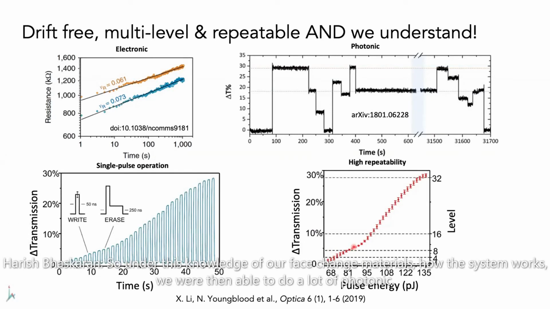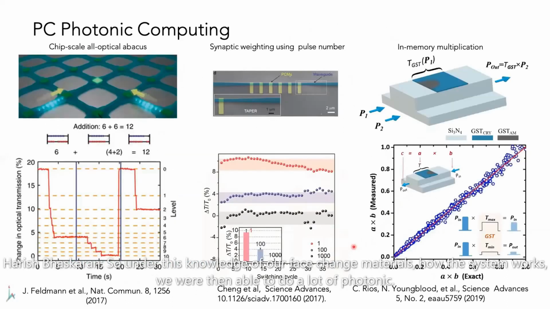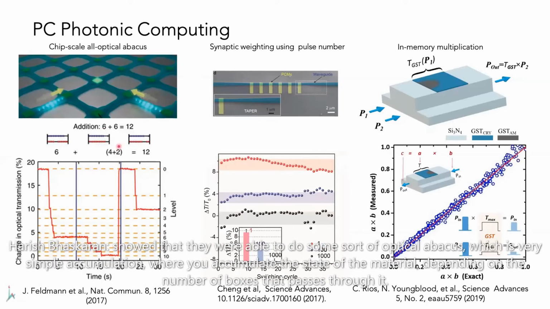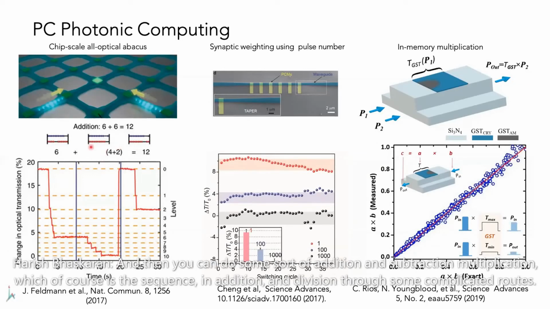So armed with this knowledge of our phase change materials and how the system works, we were then able to do a lot of photonic computing, very basic photonic computing, I must add. In the first case, Wolfram Pernice's group, in collaboration with ours, showed that they were able to do some sort of optical abacus, which is very simple accumulation, where you accumulate the state of the material depending on the number of pulses that passes through it. And then you can do some sort of addition and subtraction, multiplication, which of course is just sequential addition, and division through some complicated routes.